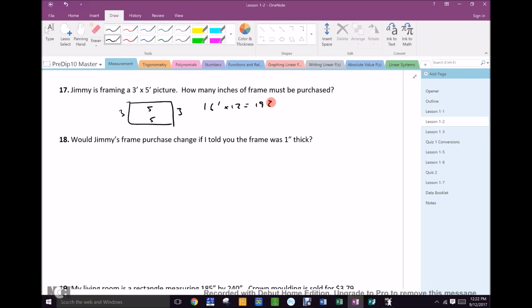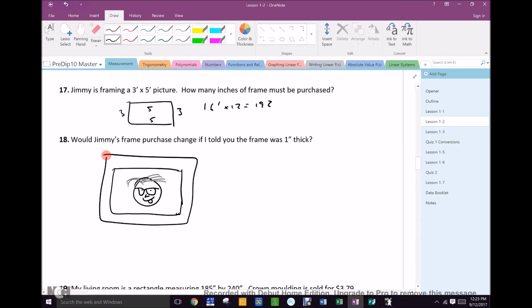Okay. So here's my picture. It's 3 feet by 5 feet, right? That's the picture. Where does the frame go? On the other side. Around the outside. Excellent, right? What's the frame look like? Goes around the outside, okay.